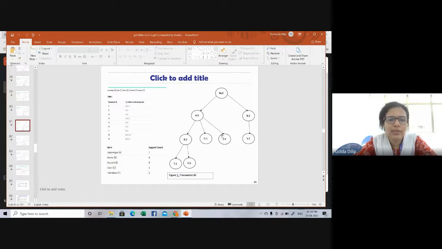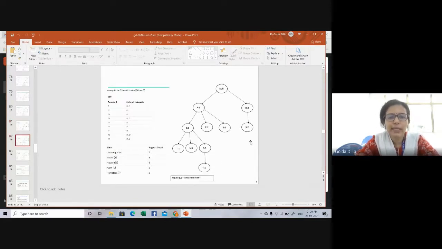Now coming to the 7th transaction, it is BS. B already was 1, so now it got incremented to 2, on the right hand side you can see. Then S, previously it was 1. So there is a link from B to S. As a result, count gets incremented to 2. That is the 7th transaction.